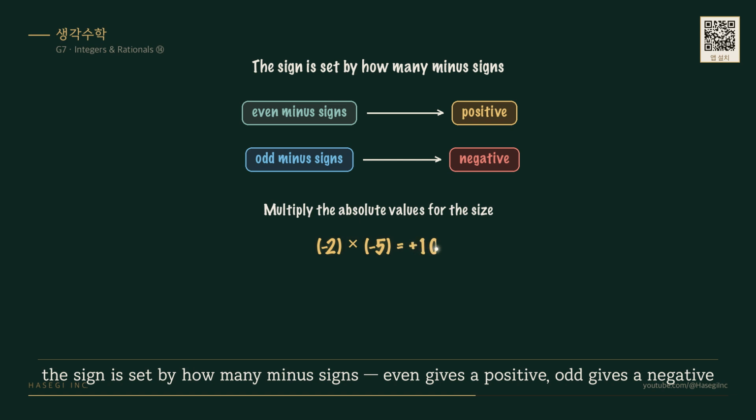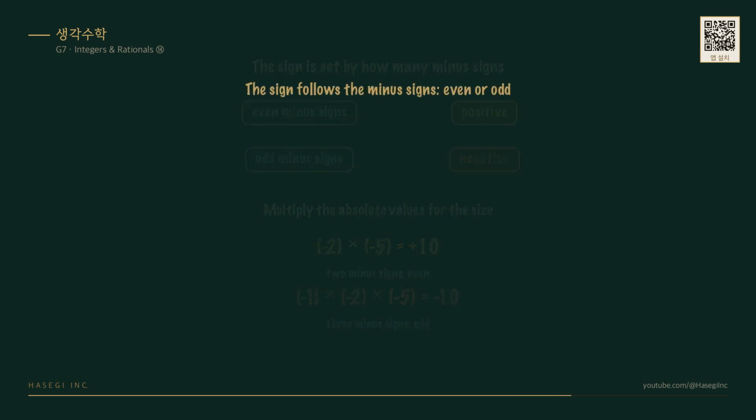Negative 2 times negative 5 has two minus signs, even, so positive 10. Negative 1 times negative 2 times negative 5 has 3, odd, so negative 10. So the sign of a product is set by whether the minus signs are even or odd.